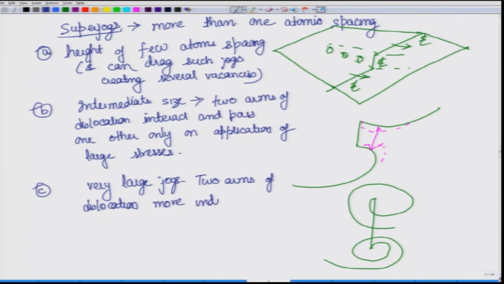So, very large jogs, two arms of dislocation move independently and fixed at one end. So, here you can realize that the distance between the two parts, and to make it clear, let me clearly mention that this is the edge dislocation jog. This is the jog we are talking about, and in this particular case the last one that we discussed, very large jogs.